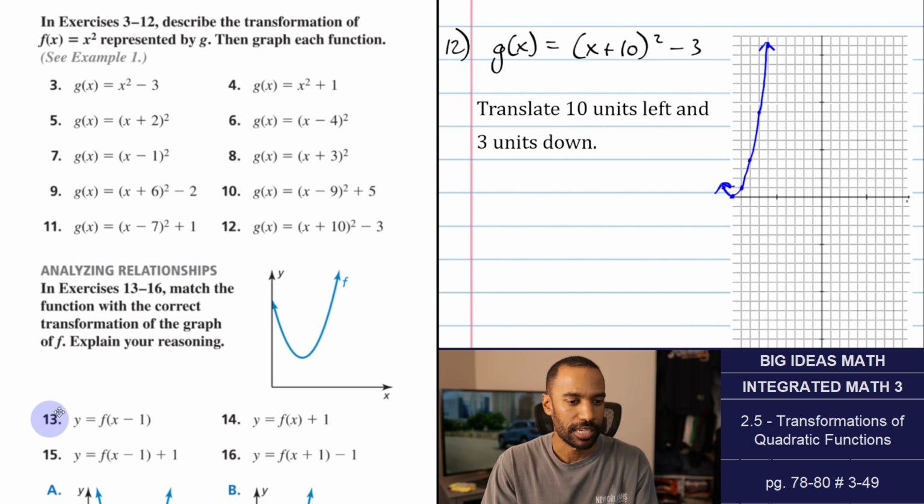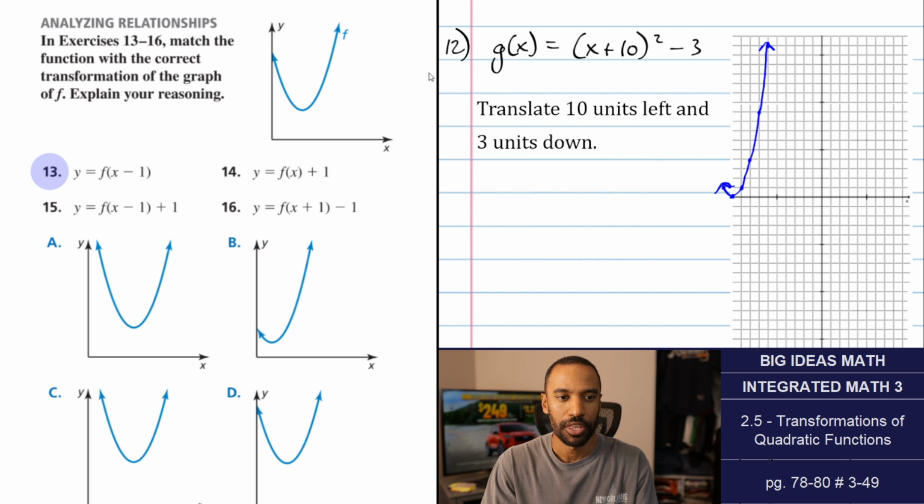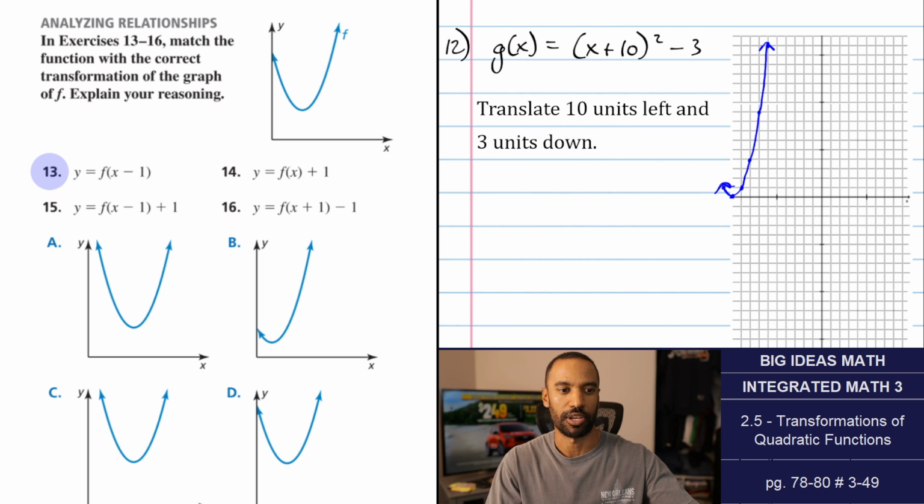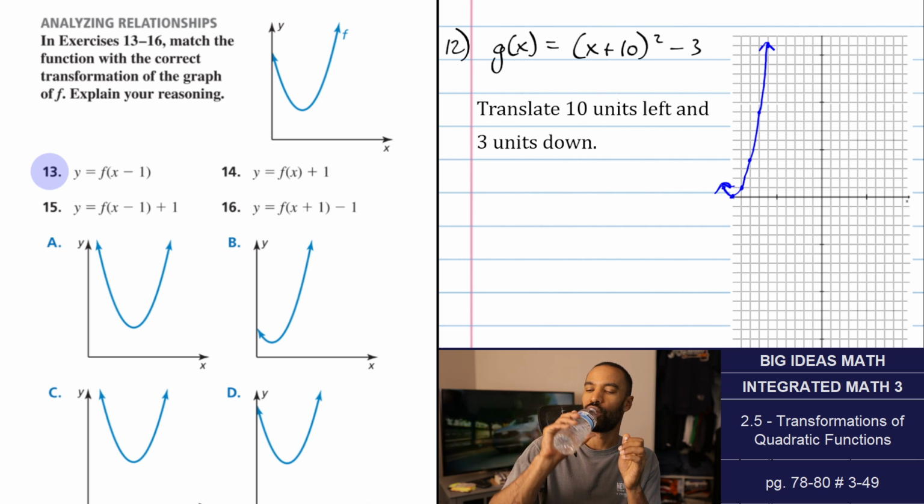Okay, let's go to numbers 13 to 16. Analyzing relationships. In 13 to 16, match the function with the correct transformation of the graph of f. Explain your reasoning.